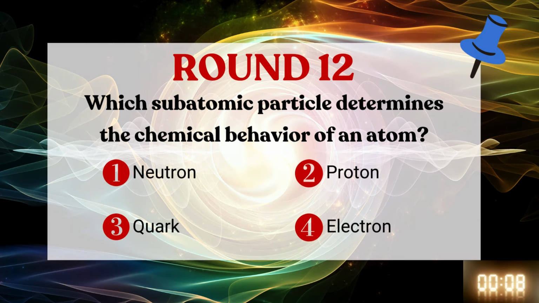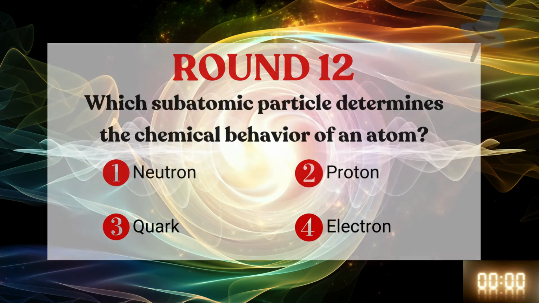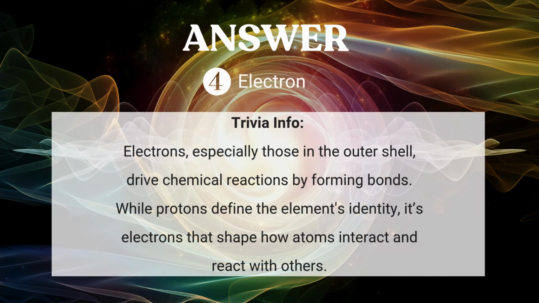Which subatomic particle determines the chemical behavior of an atom? Answer 4. Electron. Electrons, especially those in the outer shell, drive chemical reactions by forming bonds. While protons define the element's identity, it's electrons that shape how atoms interact and react with others.